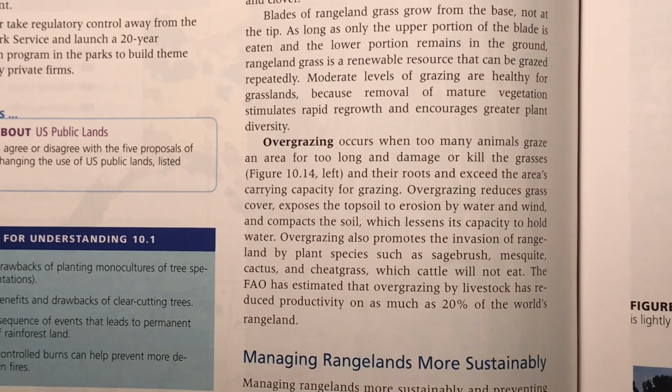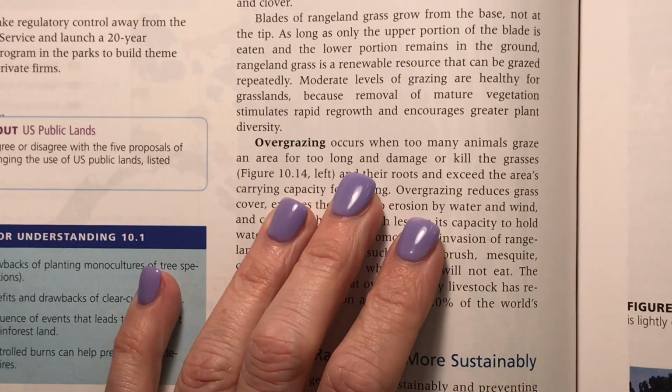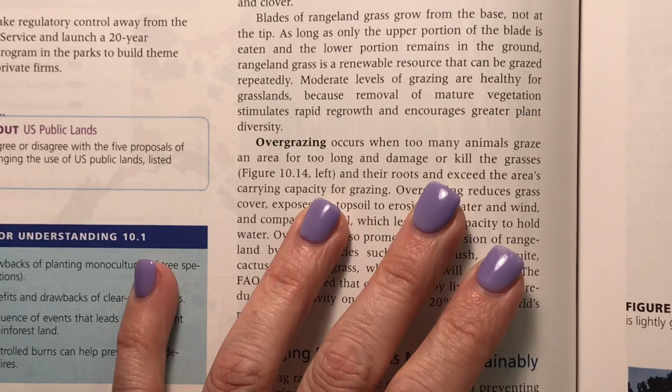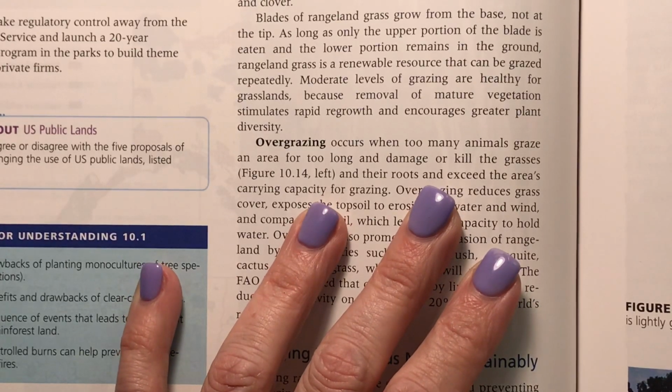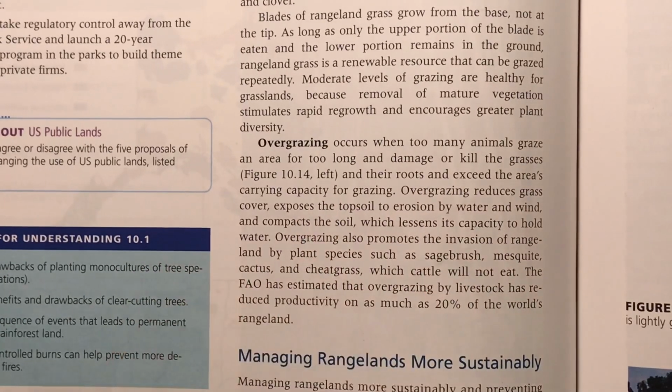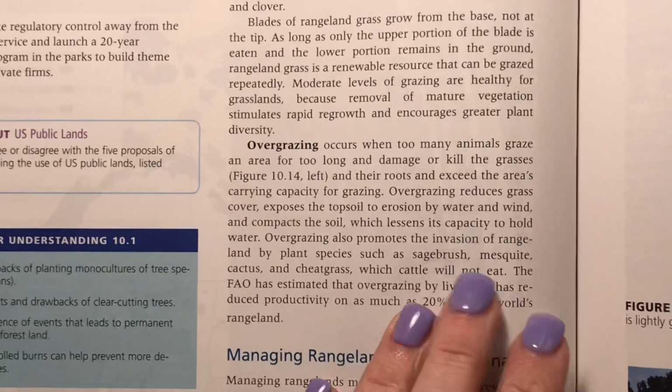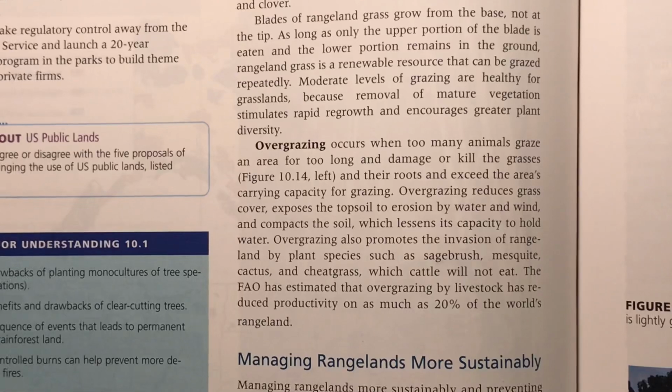The problem comes when you have something called overgrazing, and this is when you have too many animals grazing in an area for too long, and they damage or kill the grass. So basically, they eat all of it, and the grass ends up dying. And this is an elegant way of putting it: it exceeds the carrying capacity of the area. It is everything you expect.